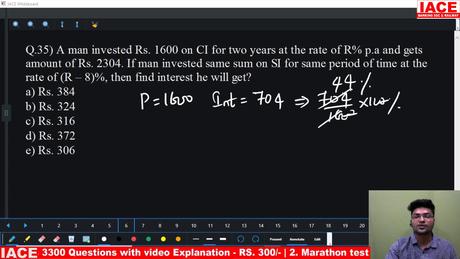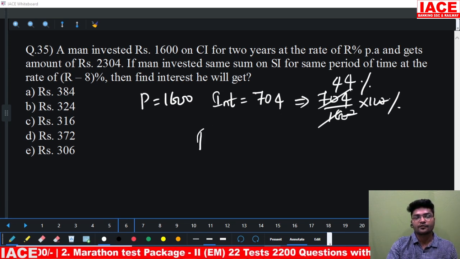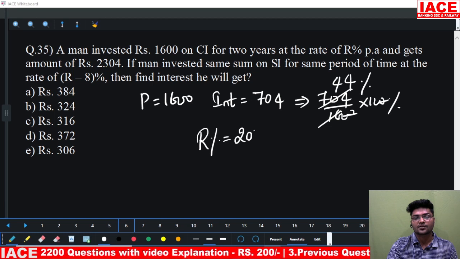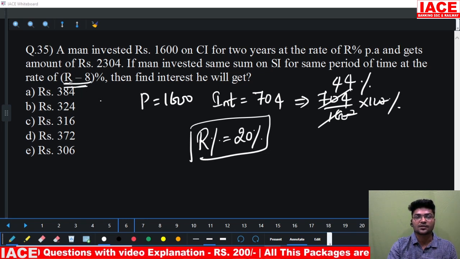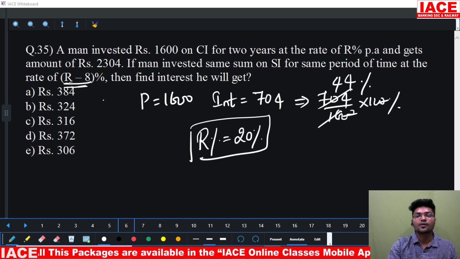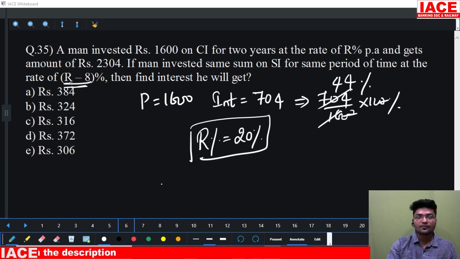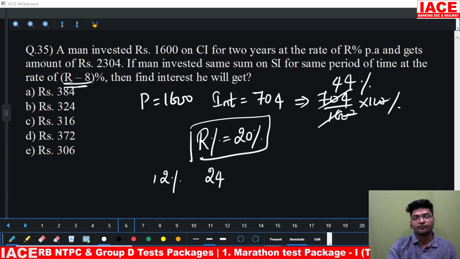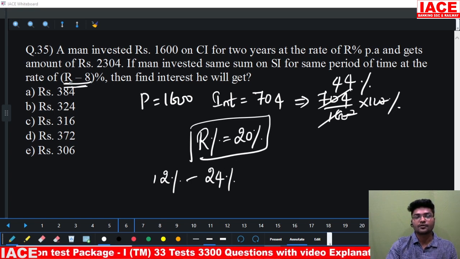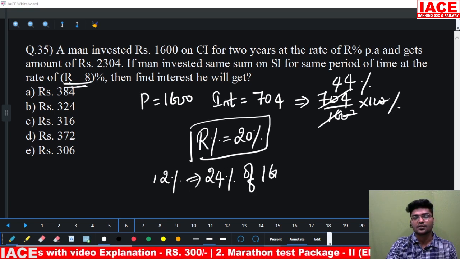Now rate of interest for 2 years is 44 percentage. The rate of interest for 1 year will be how much? 20 percentage. So we found out R is 20 percentage per annum. Once we know R is 20 percentage per annum, how much is the simple interest we'll get when we invest at R minus 8 percentage? R minus 8 percentage means 12 percentage. If I invest at 12 percentage, how much interest will I get in simple interest for 2 years? 12 percentage for 1 year. For 2 years, 24 percentage. So for 2 years, it will be 24 percentage of 1600.